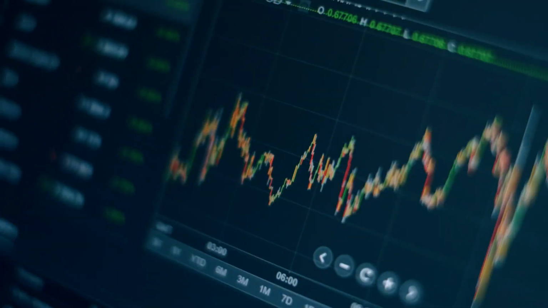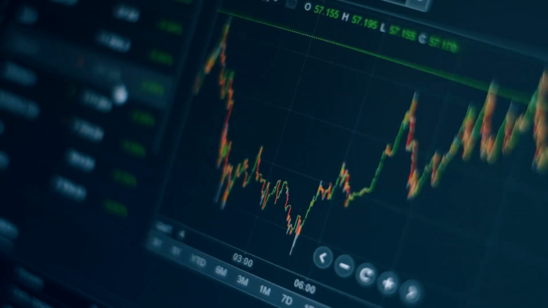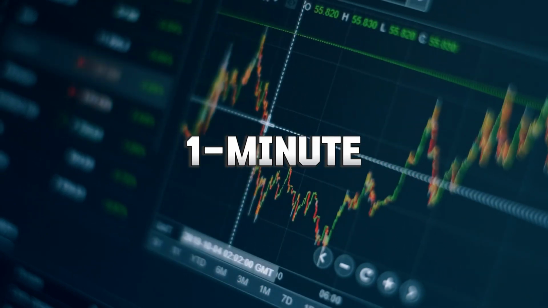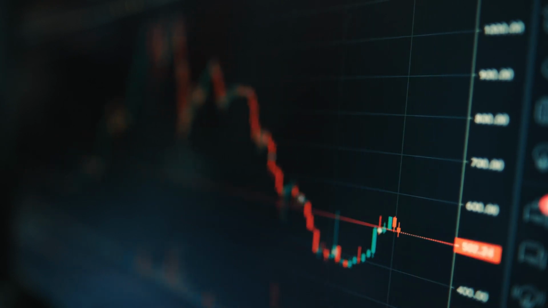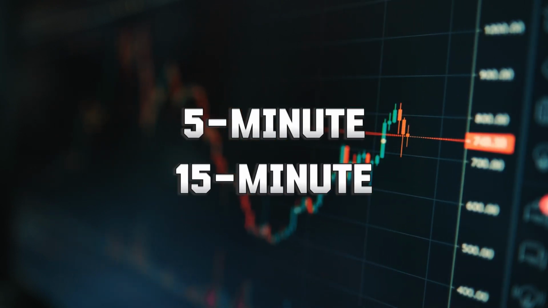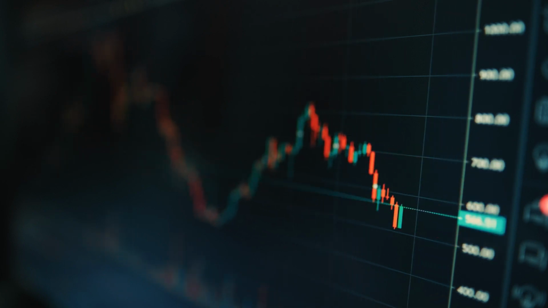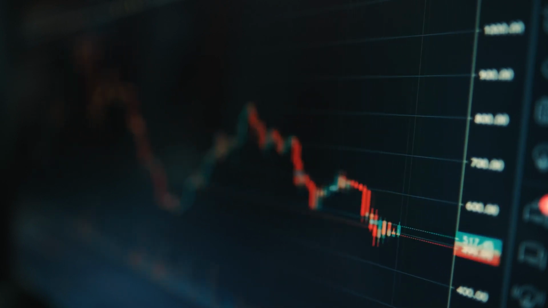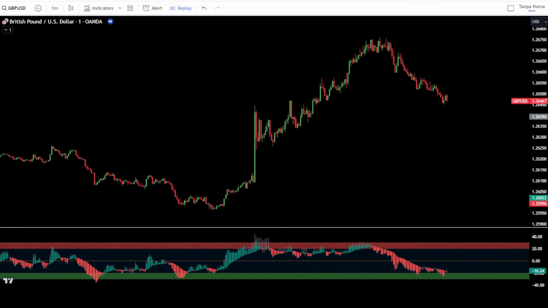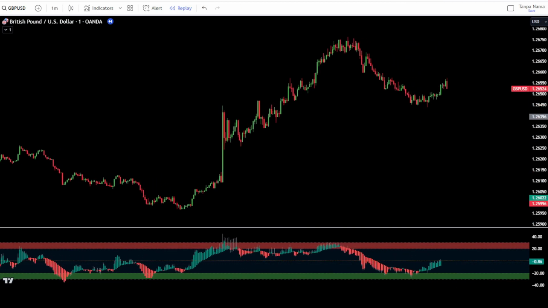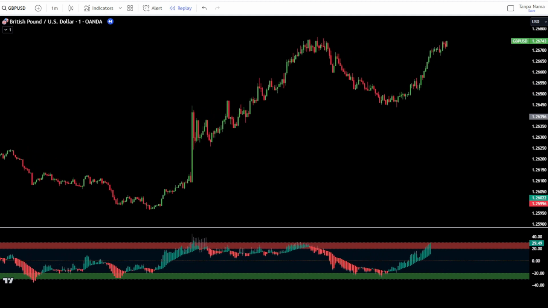In this example, I will conduct backtesting for this scalping strategy using a 1-minute time frame. However, you can also apply this trading strategy on a 5-minute or even a 15-minute time frame. Additionally, this trading strategy can be used for scalping in the Forex, crypto, and gold markets. To implement this 1-minute scalping strategy, let's go to the TradingView platform.